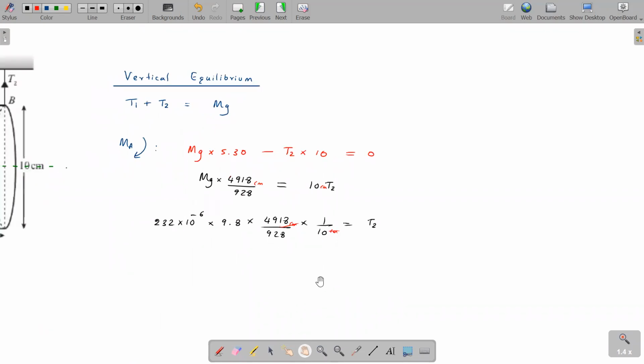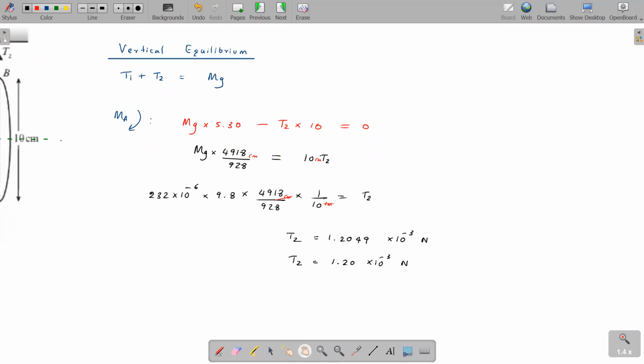Anyway, we're getting the tension now, so the tension will be in newtons. This is in kilograms, so the centimeters have cut off. So what's the answer? All right, guys, it's 1.2049 into 10 to the power minus 3. That's going to be 1.20 into 10 to the power minus 3 newtons.